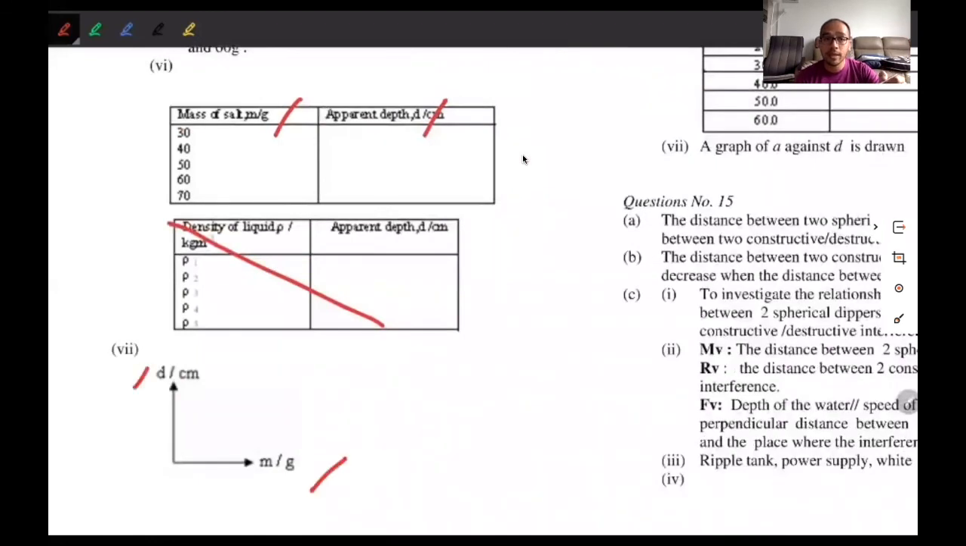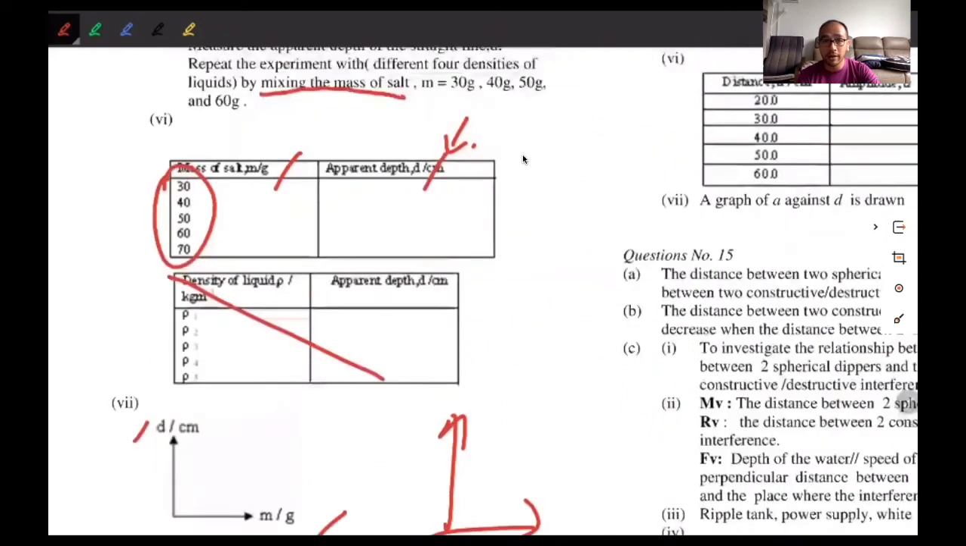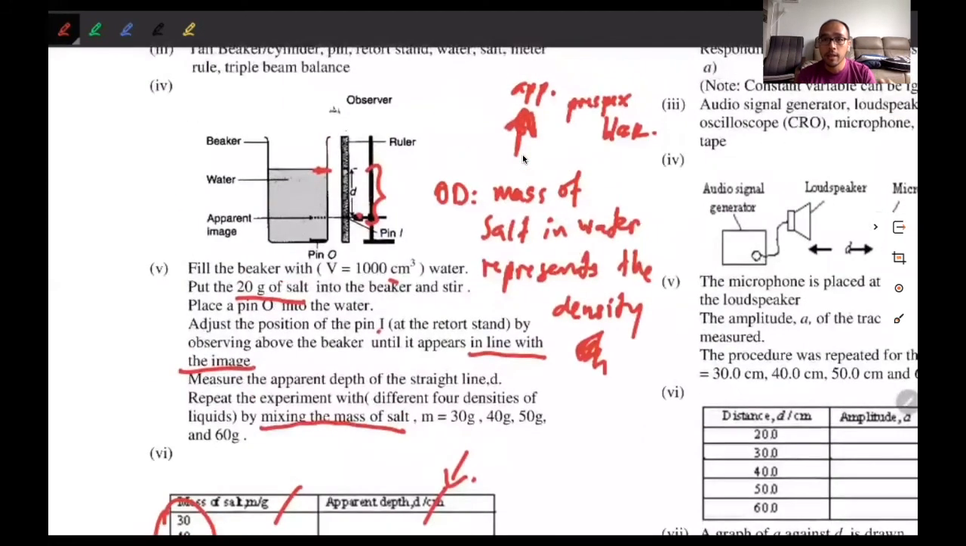Done. So 30, 40, 50, 60, 70. Make sure there are 5 values. Leave the apparent depth empty as always, and then leave the graph just the axis and no graph. Don't draw the graph over there. And that's how you would do this particular question.